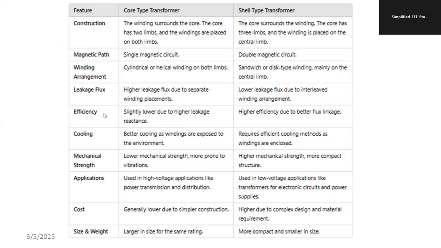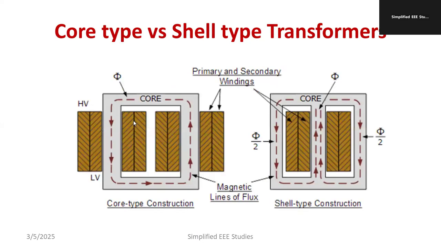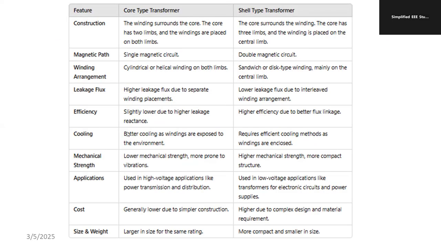By the way, if I talk about the efficiency, you can take this matter into consideration. The efficiency of the core type is slightly lower due to higher leakage reactance. That is the negative point of the core type transformer, whereas because of less leakage reactance, the efficiency is higher in the case of the shell type transformer. That is another important thing.